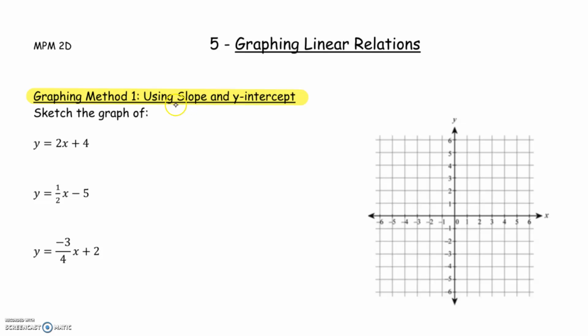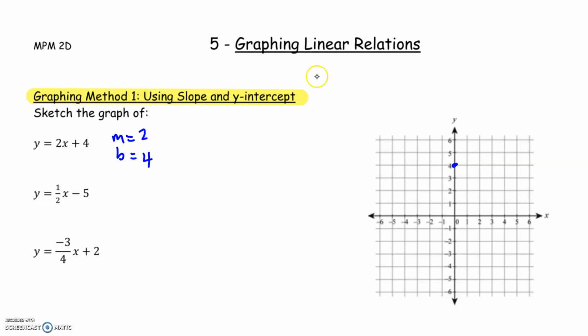When you're using the method of slope y-intercept, the first thing you want to do is state the m and state the b from the equation. So the m in this case is 2, and our b value is 4. When we go to graph the line, the first step is to plot the y-intercept. So the y-intercept in this case is 4, because remember the b is the y-intercept.